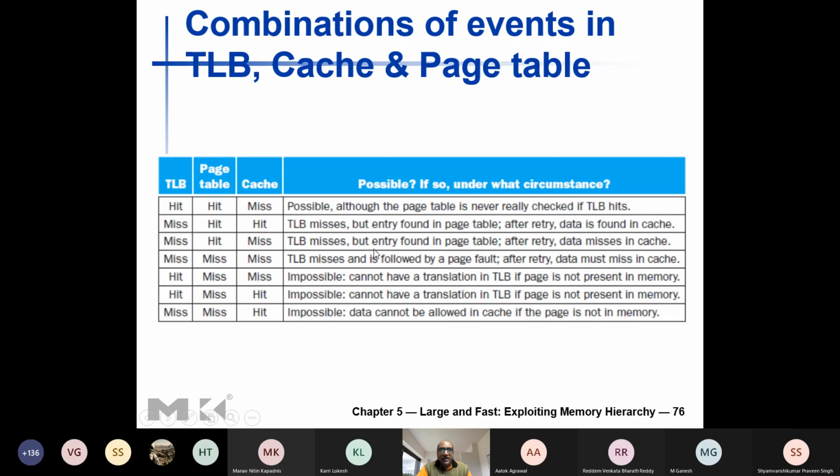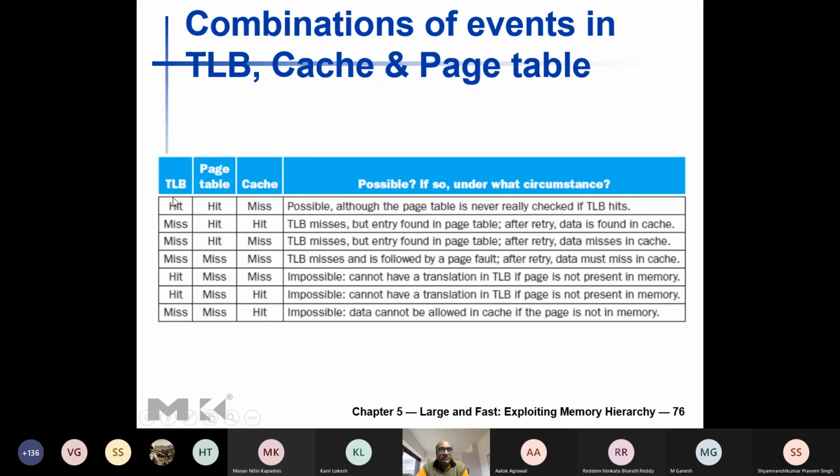These are very intuitive ones. TLB hit means automatically a page table hit will be there, because the TLB maintains the virtual page mappings, so by default it will be there in the page table. So a TLB hit and page table miss will not happen at all. That's the reason you can see here the bottom three entries. If you see a TLB hit and a page table miss, it's impossible. It cannot happen at all.